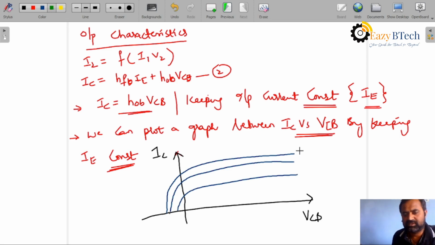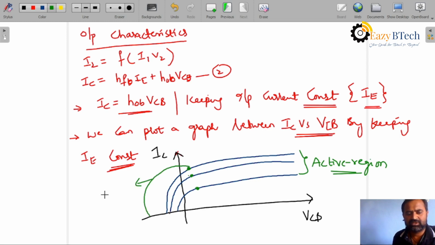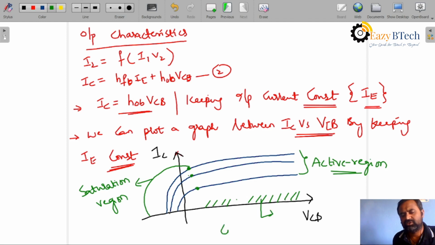Okay, students, this region is known as an active region. When the transistor is in the active region, the graph may be like this, and from this region it is known as the saturation region, and below this region is known as the cutoff region. Cutoff region.